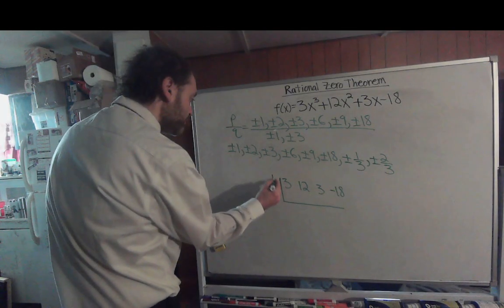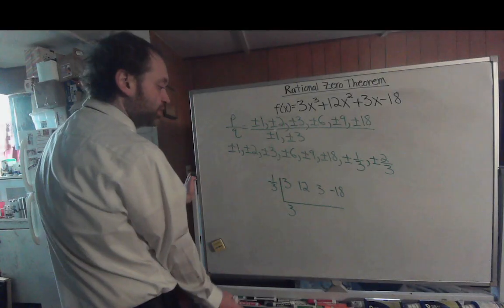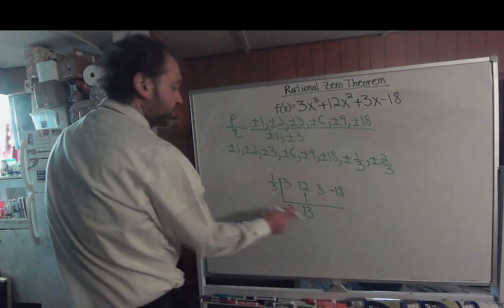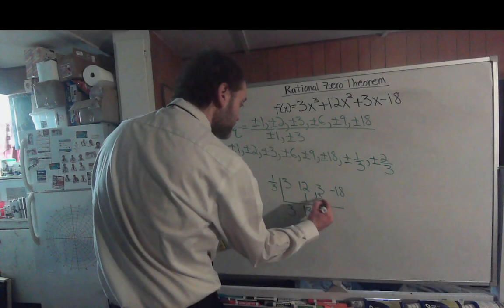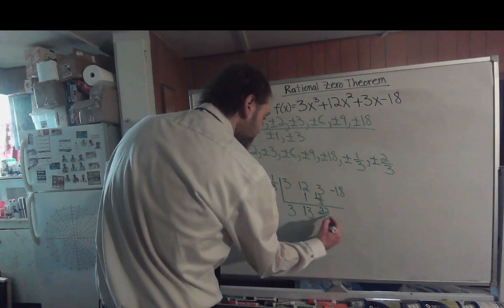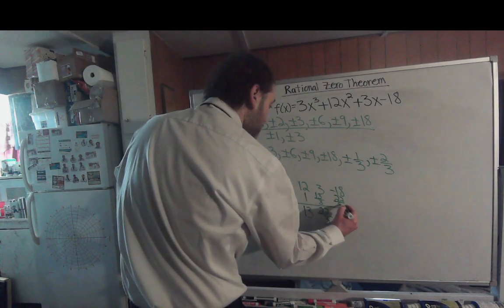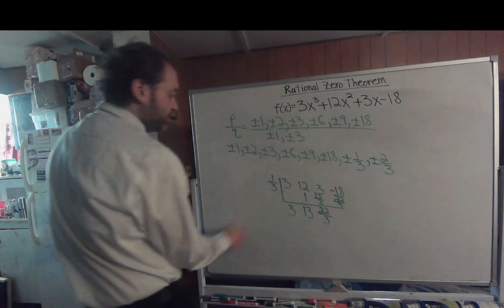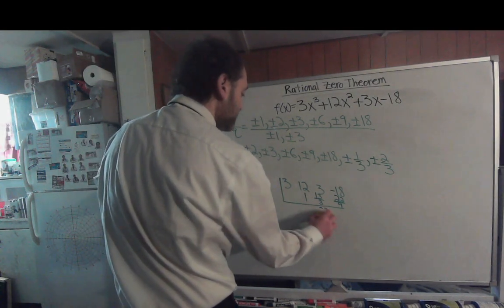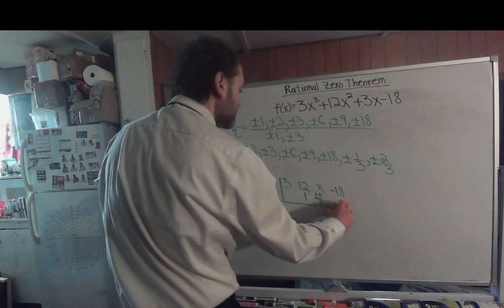Let's try 1/3 first. Let's see, bring down the 3. What is 1/3 times 3? That's 1. 12 plus 1 is 13. 1/3 times 13 is 13/3. Plus 9/3, that'd be 22/3. 22/3 times 1/3 is 22/9. Well, we can clearly see we're definitely going to have a remainder. As a matter of fact, I don't think the negative 1/3 or any of the 2/3 ones are going to work. So there's some good news for this.